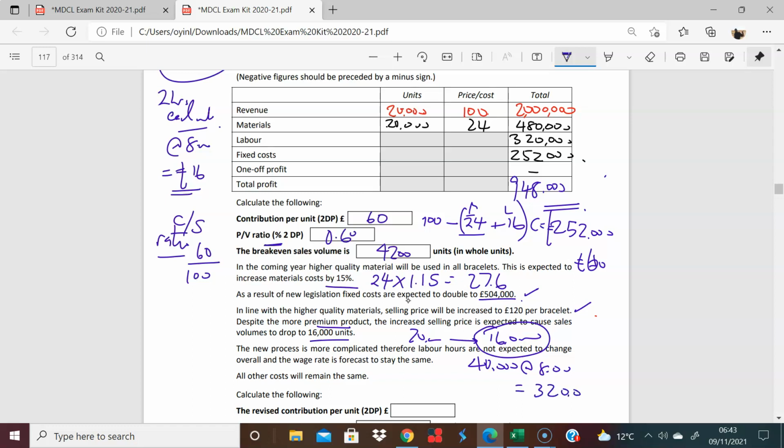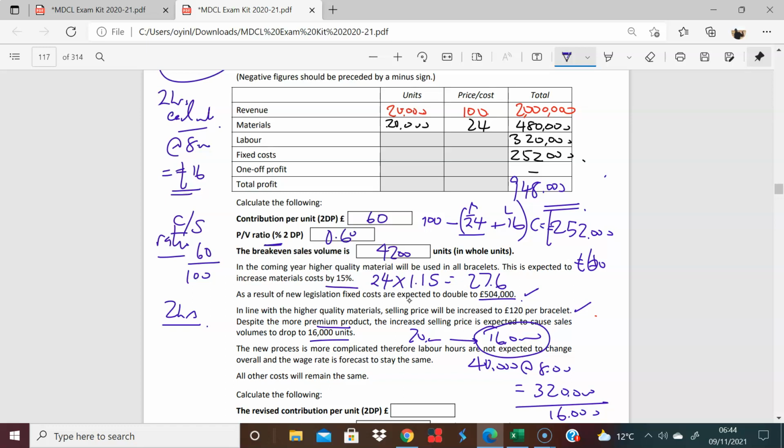So you're going to have 320,000 here. You're still going to be using 2 hours to make the item, but the new cost of an hour is 320,000 divided by 16,000, which takes us to £20 an hour. Sorry, let me just be clear about that. Sometimes my math is off. 40,000 hours. Sorry, let me just get that very right.